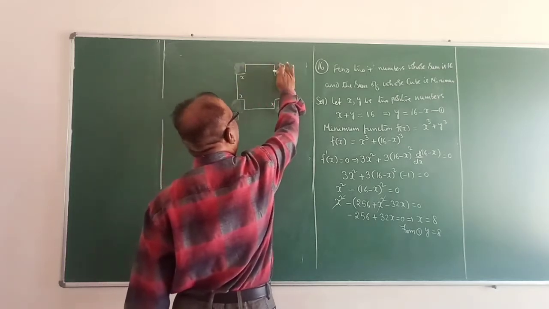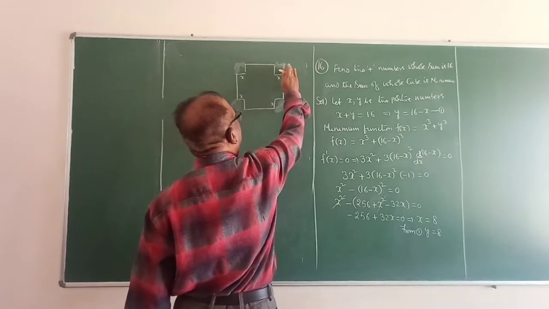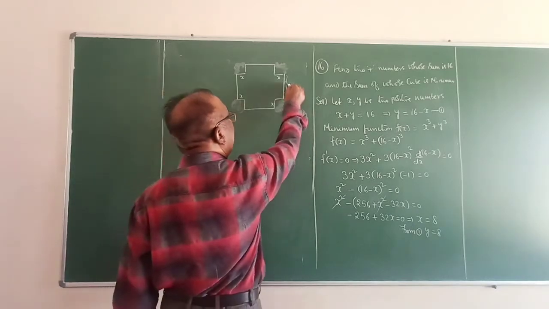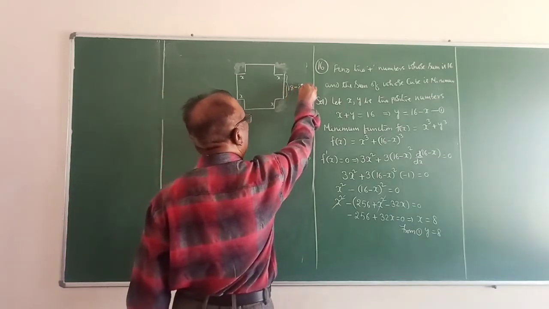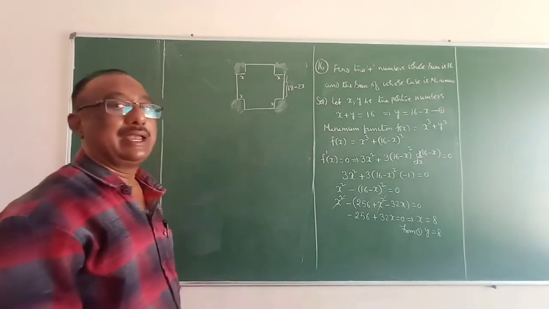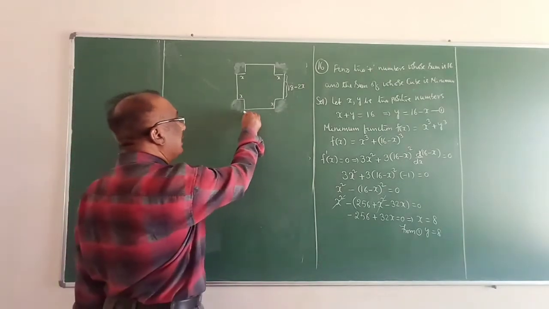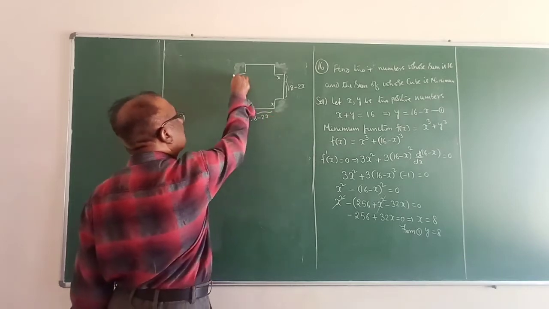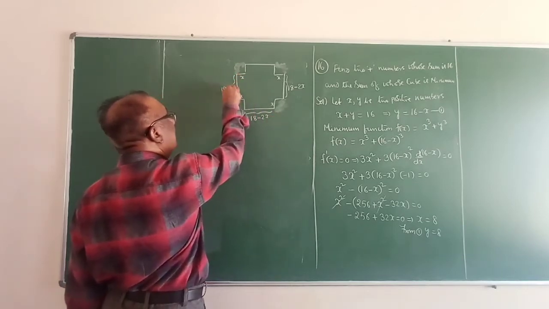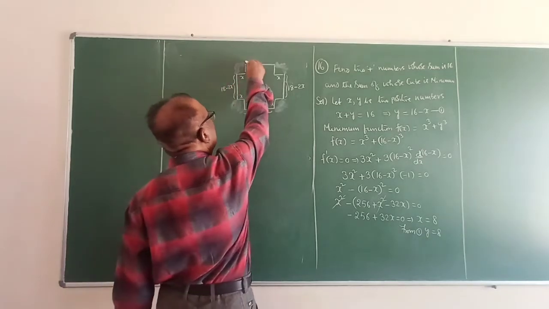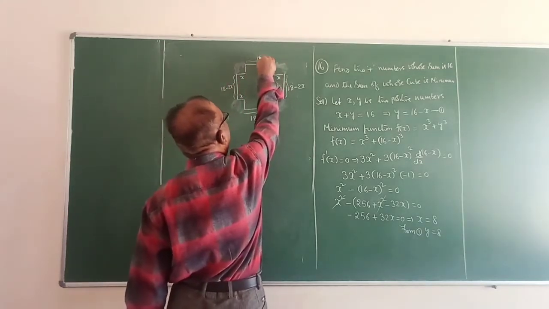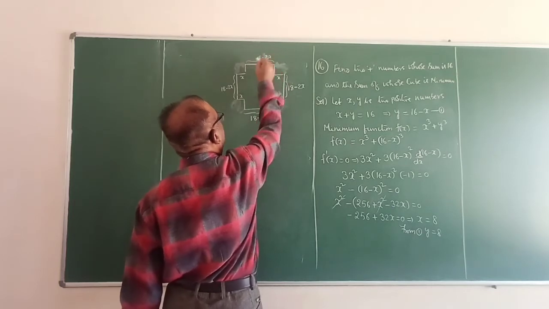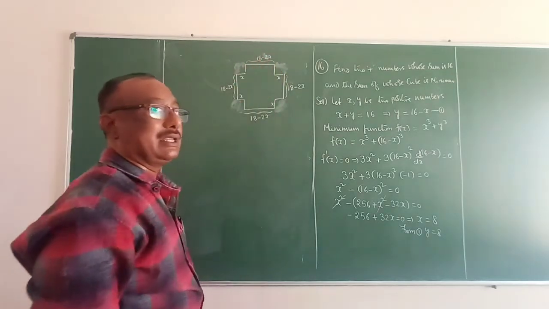Therefore the total length is 18, and after the cutting it will become 18 minus 2x. This length is 18 minus 2x, this length also 18 minus 2x, and so on for all sides. Here also an x part is cut.